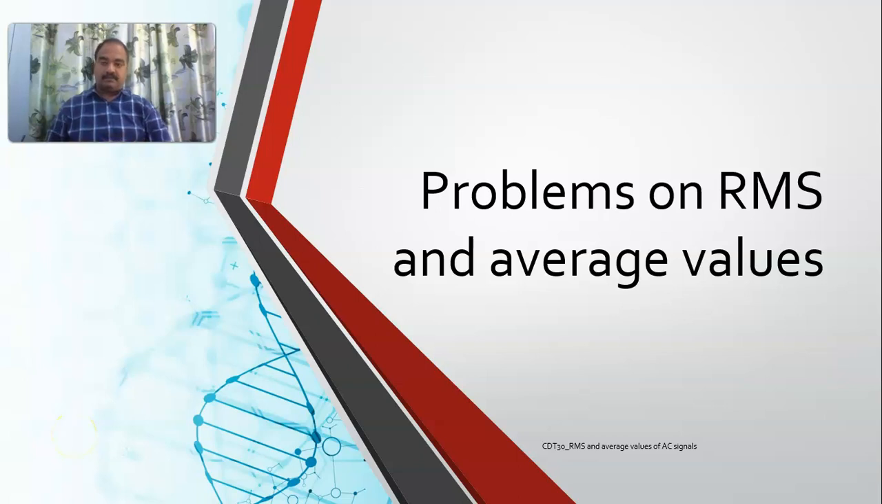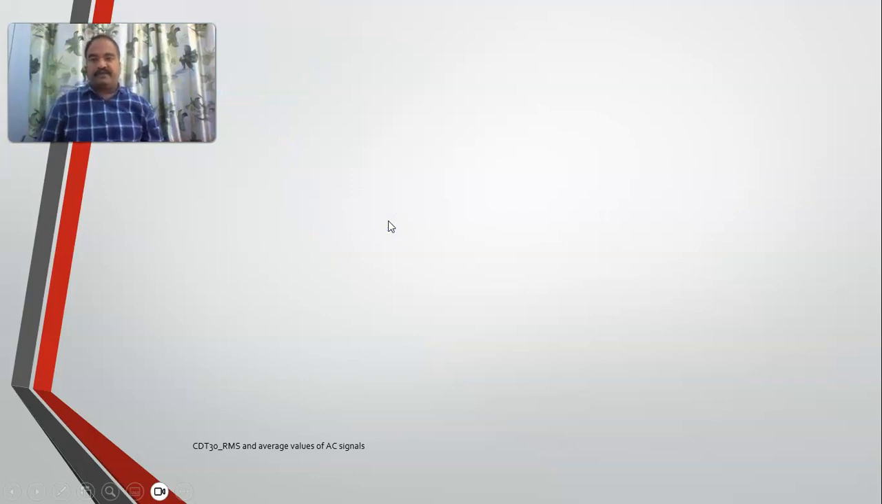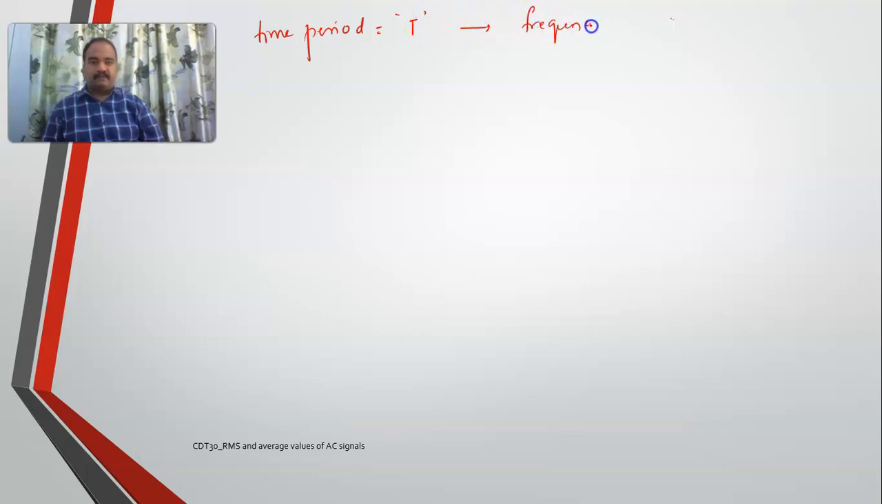So now we will discuss determining the RMS and average values of AC signals. Before I start on the problems, let's have a quick look at the formula for determining the RMS and average values. Let us suppose there is a signal which has a time period, the time taken for completion of one cycle, given by T. In other words, the frequency F and T are related.